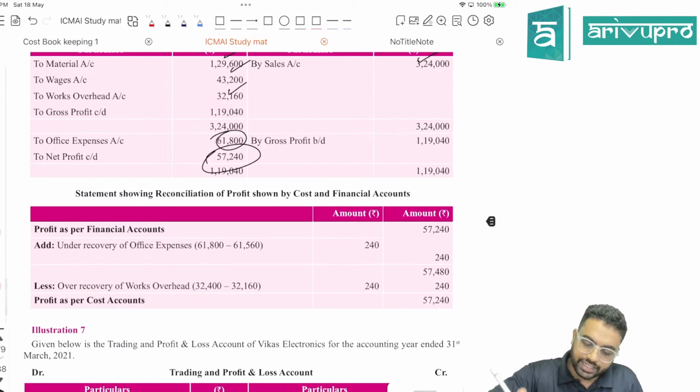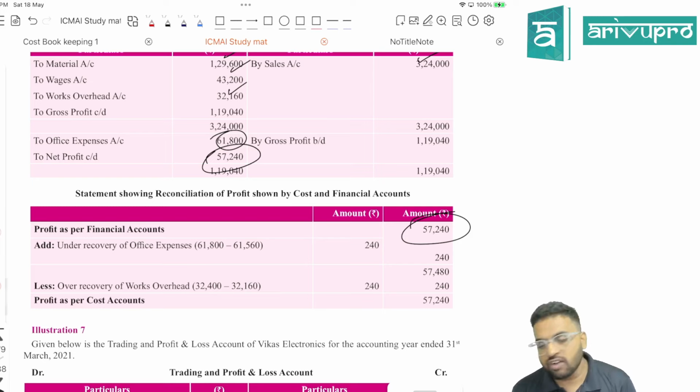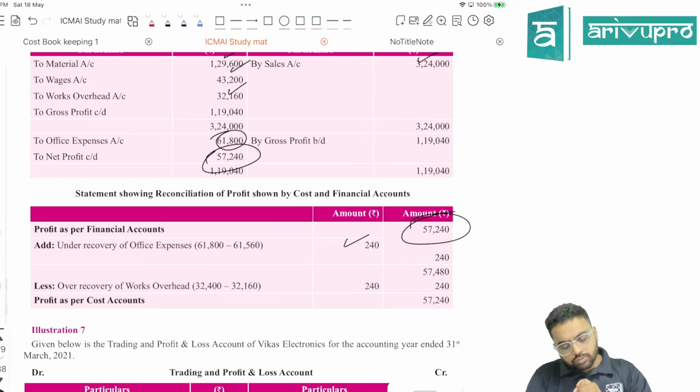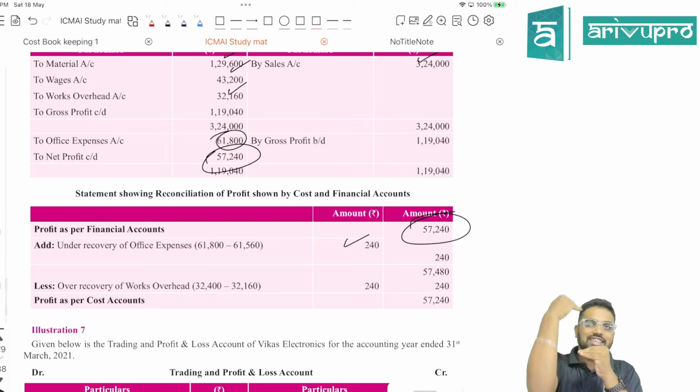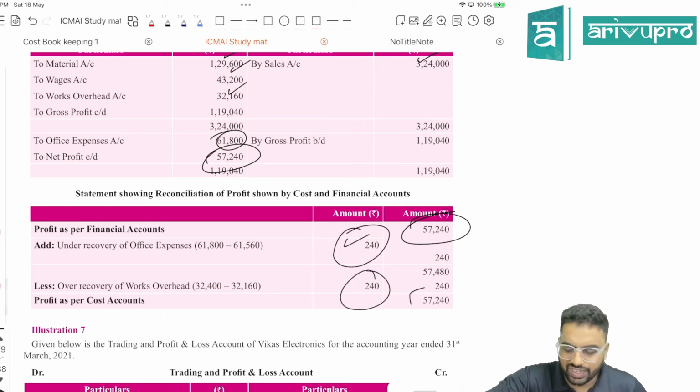So I take profit as per financial books. Under absorption means what, sir? In financial books more expense, in the costing books less expense, because of which costing profit will be more. So you should add it to the finance profit to arrive at it. So add the under recovery. Over recovery means what, sir? In cost books more expense, finance books less expense, which means cost book profit is less, so in finance books you should deduct it. 240, 240, we end up getting so much.